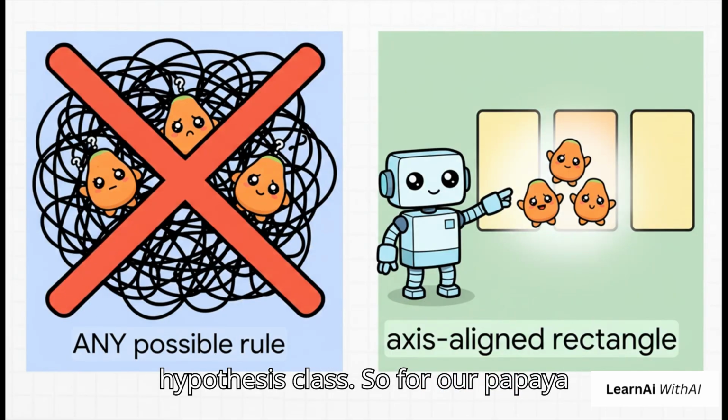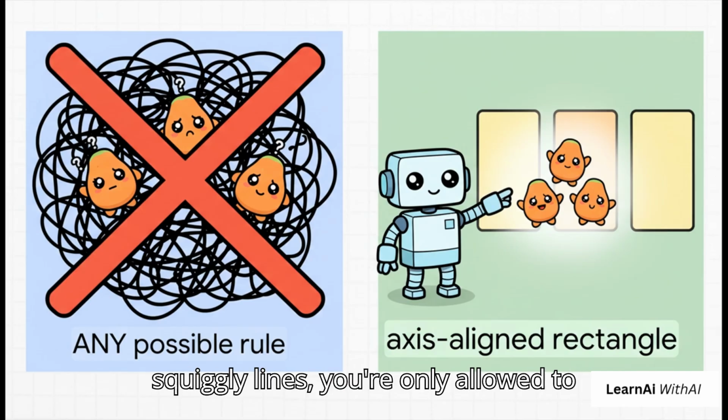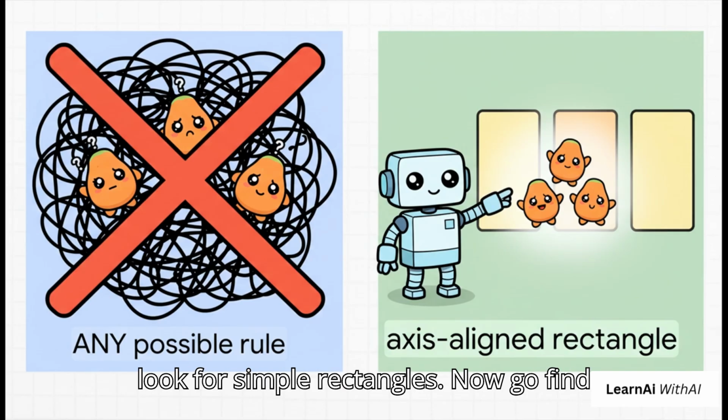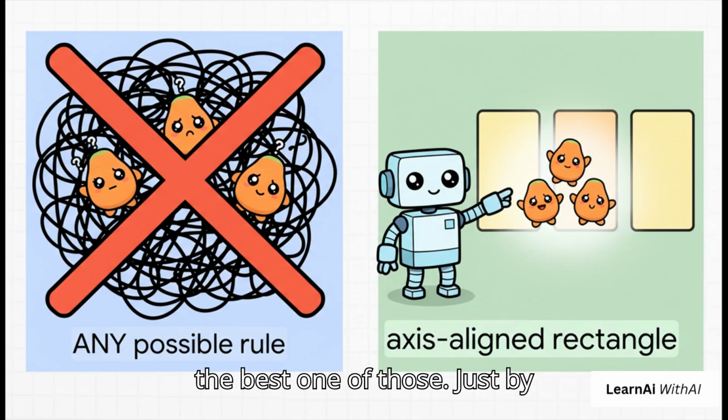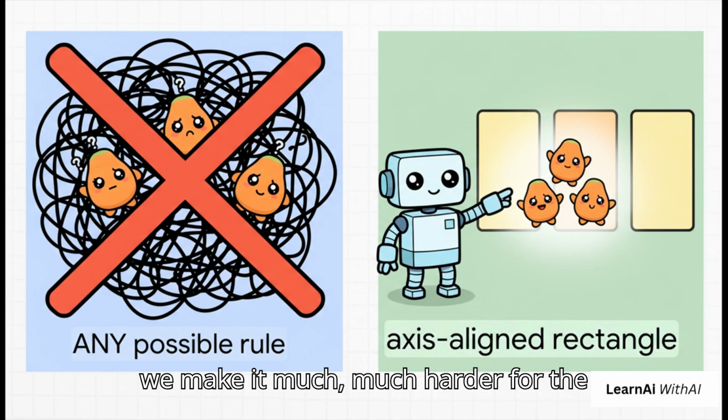So for our papaya problem, this means we tell our learner, look, forget about those complicated squiggly lines. You are only allowed to look for simple rectangles. Now go find the best one of those. Just by restricting the search space like that, we make it much, much harder for the learner to overfit the data.